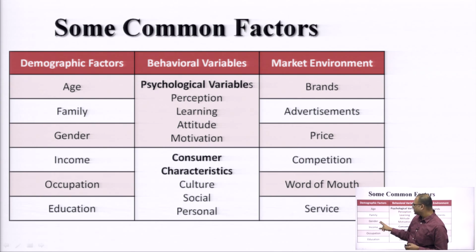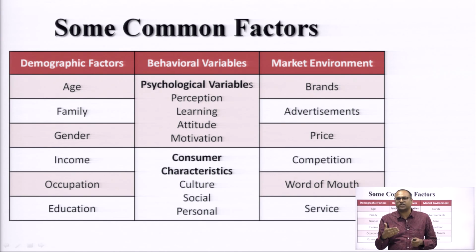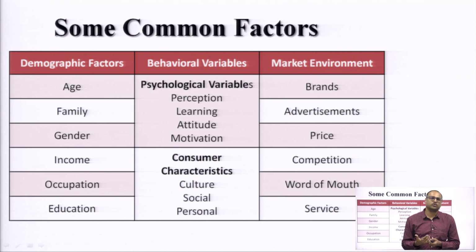The third is gender. No doubt both genders have their peculiar choices and their behavior is different. Jokes apart, males and females, men and women, definitely have peculiar choices in buying behavior. That needs to be understood when we refer to behavior.